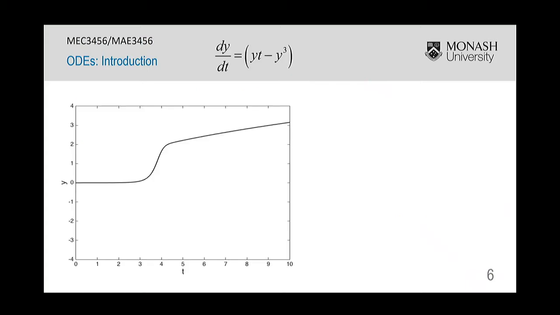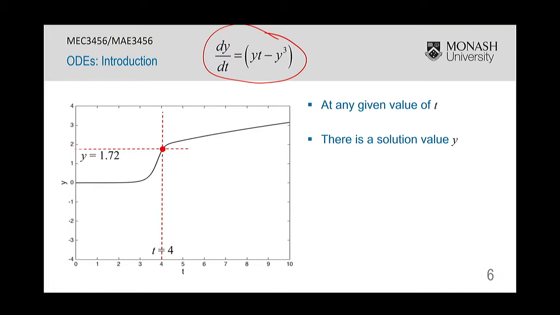So let's have a look at an example. The equation dy/dt is equal to yt minus y cubed. That black line there is one solution of this equation. So what this is saying is that at any value of t, and let's choose t is equal to 4, we have a value of the solution which is y.